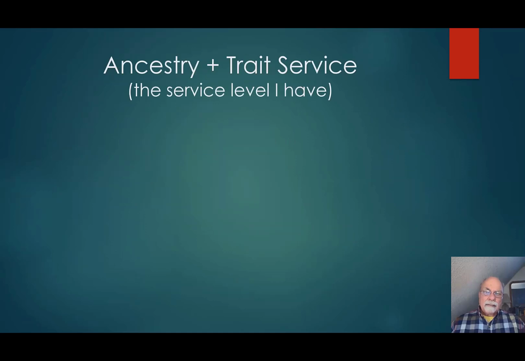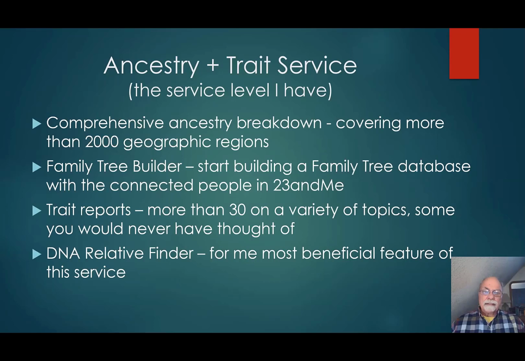The trait service is the service level that I have. It's a comprehensive ancestry breakdown. It covers more than 2,000 geographic regions where your ancestors could have come from. Built into it is a family tree builder, and it allows you to build a family tree database with the connected people that you will find in 23andMe. It provides trait reports on 30 or more topics, some that you would never have thought of. And then there's the DNA relative finder. And for me, that's the most beneficial feature of the service.